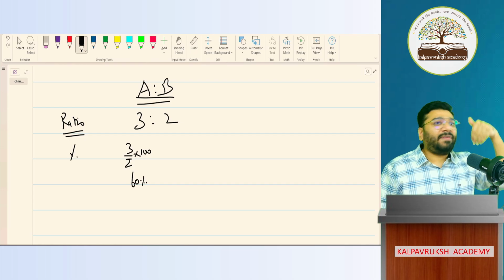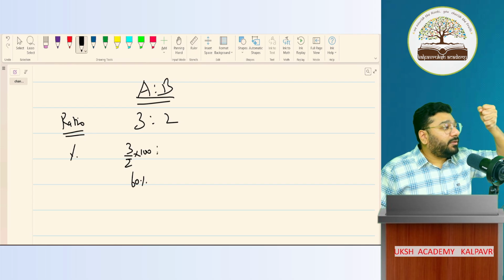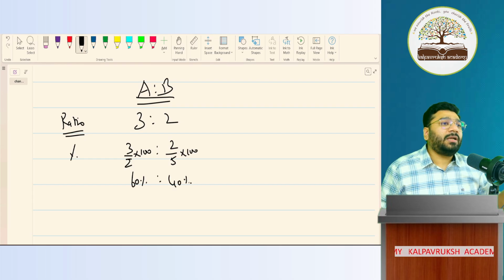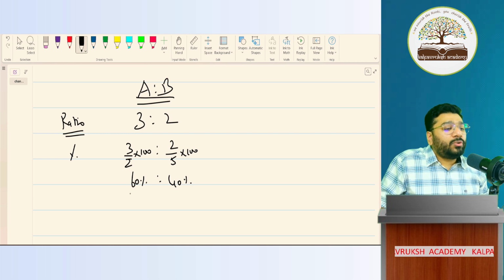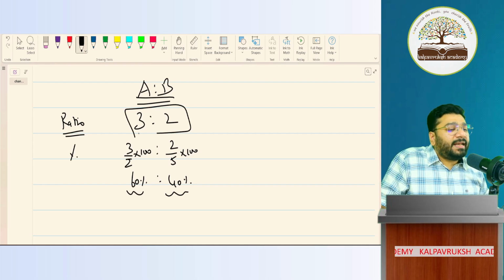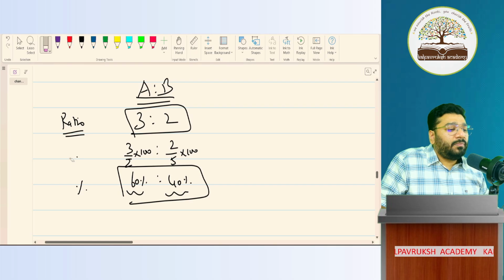Correct? 3/5 into 100 is 60%. Bala is the owner for how many percent? 40%. How? 2/5 into 100, 40%. Got it, not got it? In the business, the ownership is 100%. In that, Anu has 60% ownership and Bala has 40% ownership. Do you have any problem in this? This ownership is in ratio form, and this ownership is in percentage form. Both mean the same.